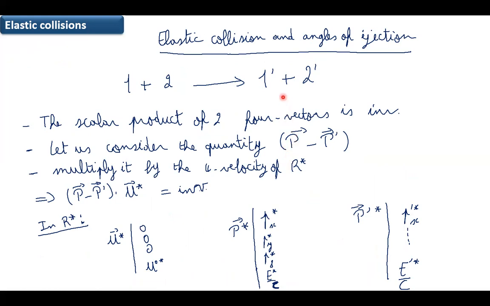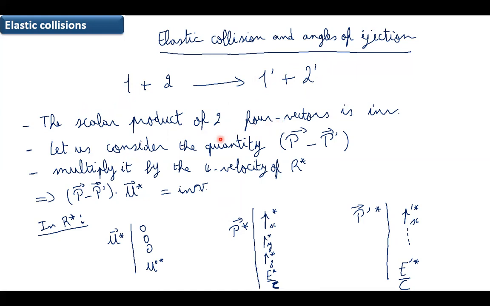So we are always in an elastic collision. We will see the relation between the angles of ejection. It's an elastic collision, so 1 plus 2 gives you 1 prime plus 2 prime. And you know that the scalar product of two 4-vectors is always invariant.